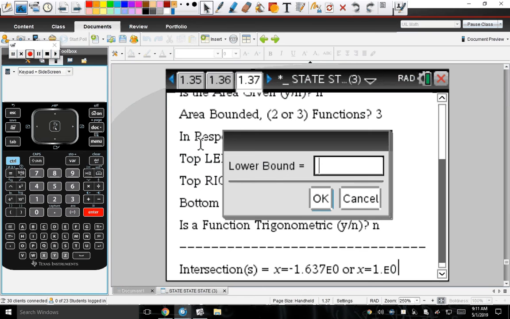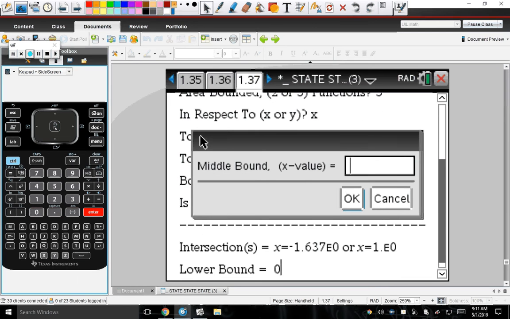This is in scientific notation. For you, we would undo that and you would just see it as normal to 6 decimal places, okay? What's the lower bound that you would put here? 0. What's the middle bound x value that you would put here?